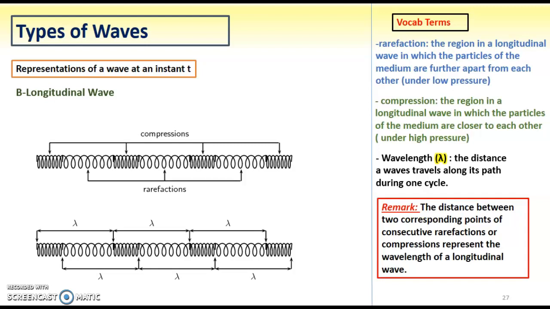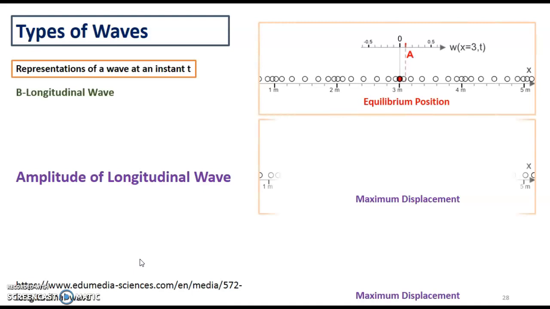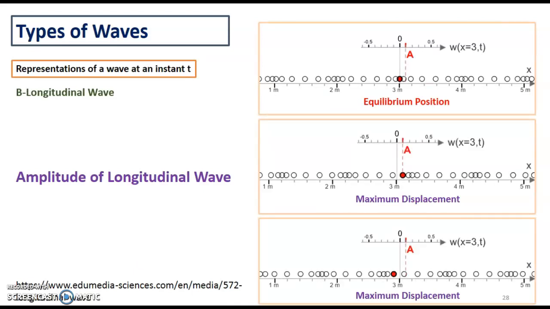And in the remark here we have that the distance between two corresponding points of consecutive rarefactions or compressions represents the wavelength of a longitudinal wave. So now, as we discussed for the transverse wave that there are three ways to find the wavelength using a diagram, similarly here for the longitudinal wave, we can either measure the wavelength by considering a whole compression and rarefaction as shown, in which we measure the distance from the starting point of one compression to the starting point of the consecutive compression, or from the starting point of a rarefaction to the starting point of the consecutive rarefaction. Now concerning the amplitude of a longitudinal wave.